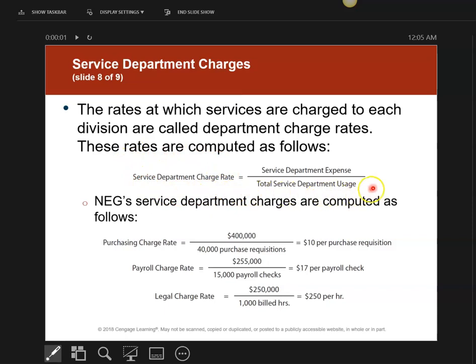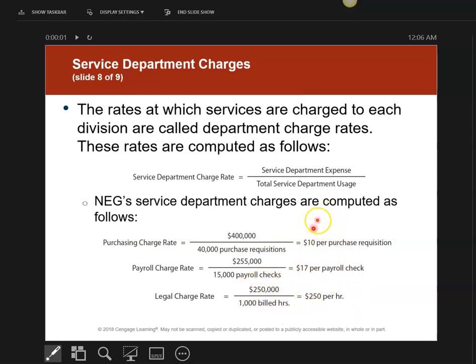So write this formula down. This is how to calculate the service department charge rate. It's the actual expense for the whole year for each service department divided by the total usage for the service department. For example, purchasing was $400,000 for the year divided by 40,000 purchase orders. That means every time a purchase order is issued, it costs that division $10. In payroll, this is the total payroll cost for the year divided by the total paychecks issued for the year. So every payroll check costs me $17. And here's my legal down here.